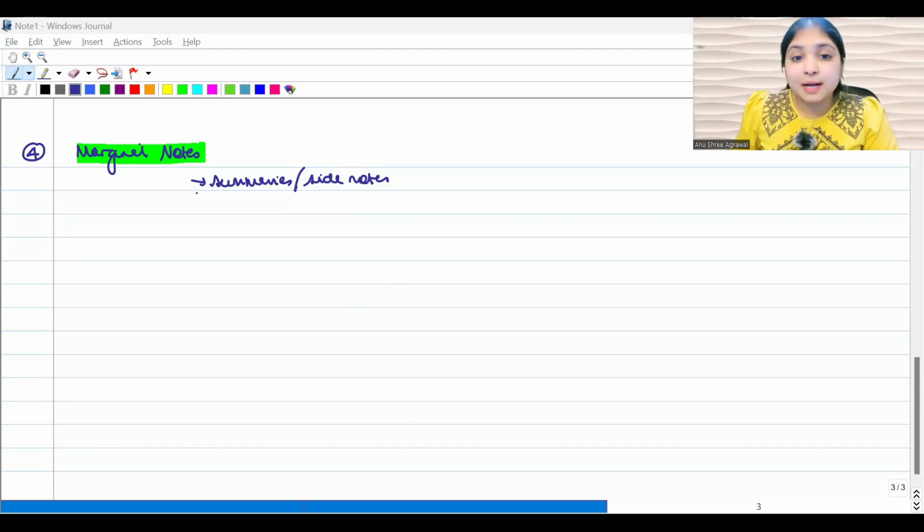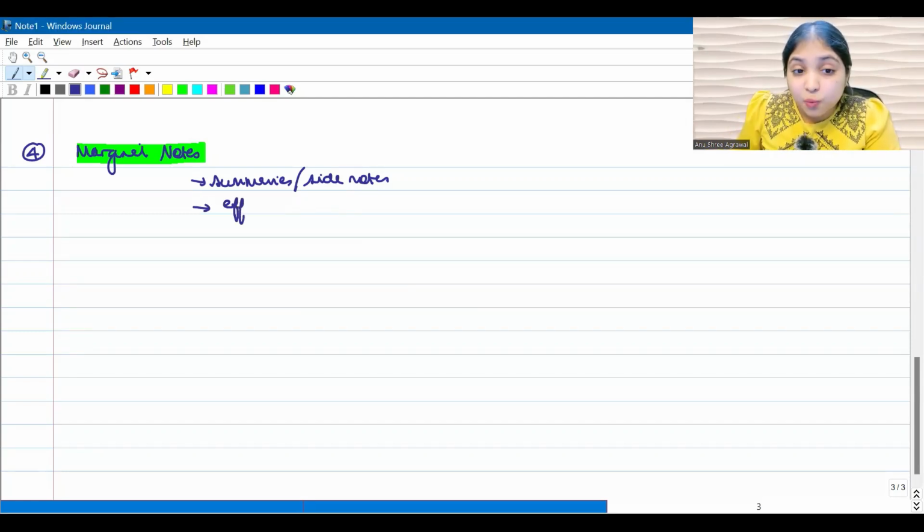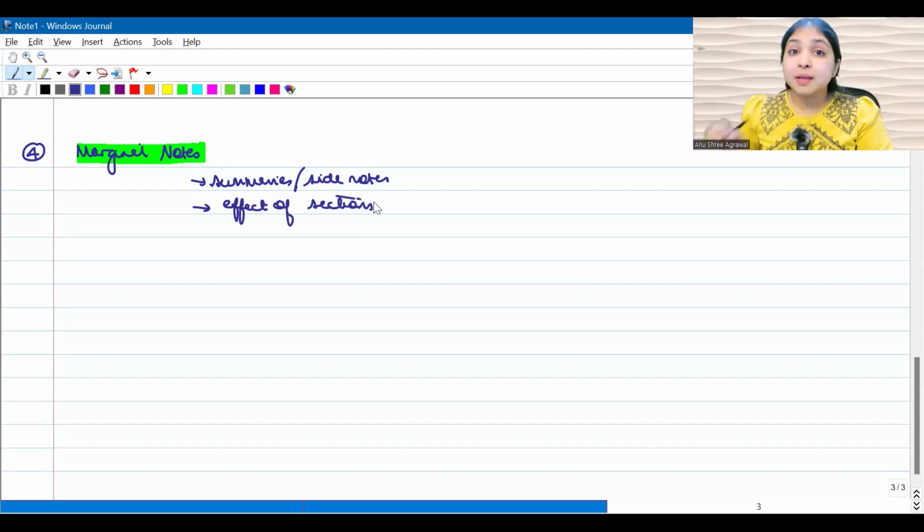So we said that the marginal notes are summaries and side notes which are found on the side of the sections. All right. And what do these marginal notes do? They help us understand what is going to be the effect of these sections. That is what the marginal notes help us understand. But tell me, are they a part of the enactment? No. The marginal notes are not a part of the enactment.